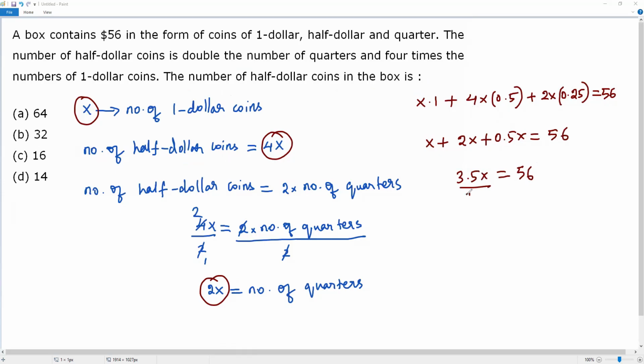To solve for X, let's divide both sides of the equation by 3.5. Here, this 3.5 will cancel out. I'm getting X on the left side. When I divide 56 by 3.5, I'm getting 16. Here I got the value of X. The value of X is 16. Let me plug in X equals 16 over here. Then we have 4 times 16, which is equal to 64. So there are 64 half dollar coins in the box. We find 64 in answer choice A. The correct answer choice for this question is A.